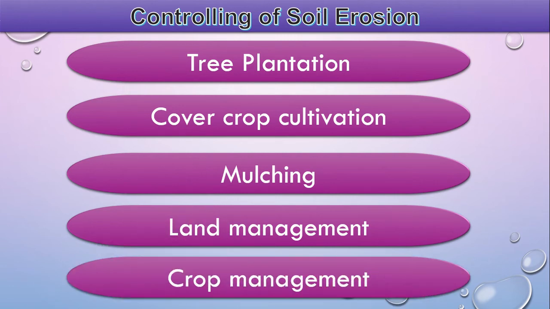Crop management. So we have to cultivate the crop and we have to manage the crop. Sometimes we have to plant some leafy vegetables, sometimes we cultivate pulse type crops, sometimes rice. In this way we can contribute to management and control the soil erosion as well.